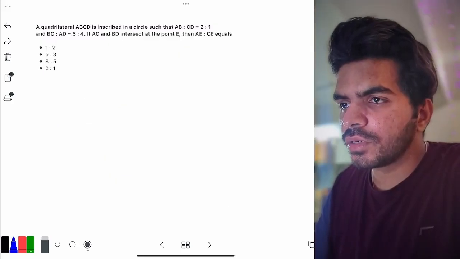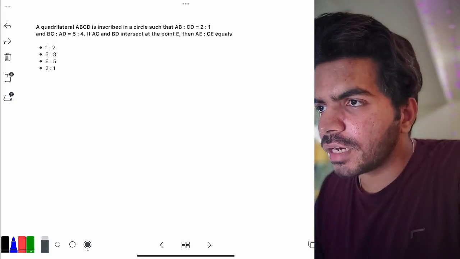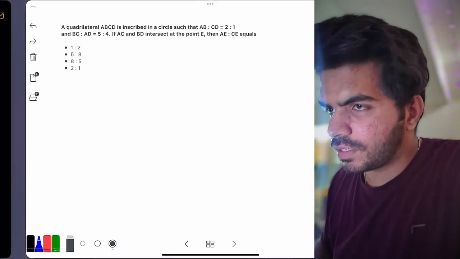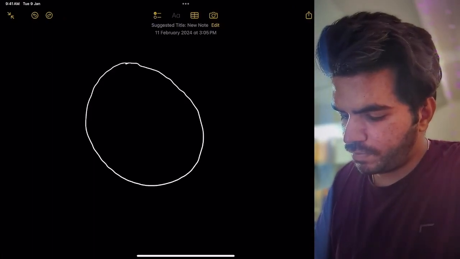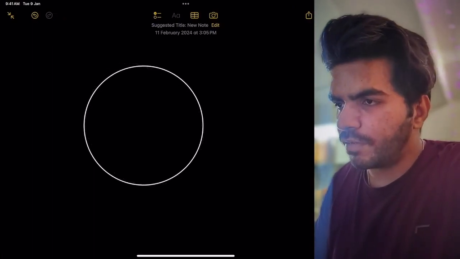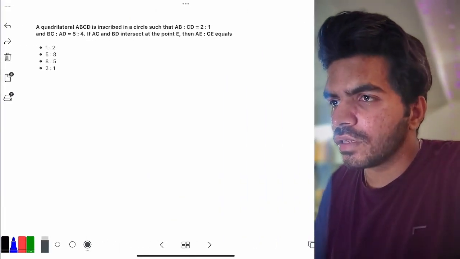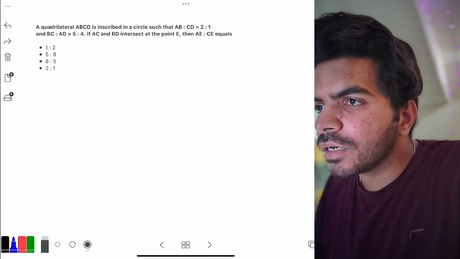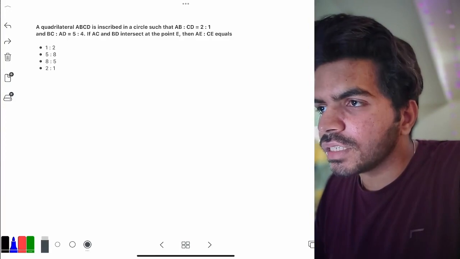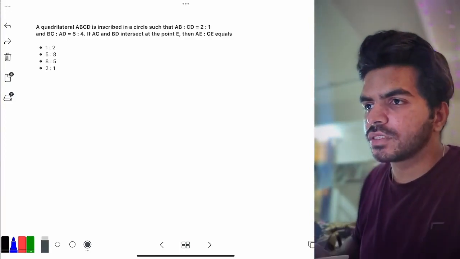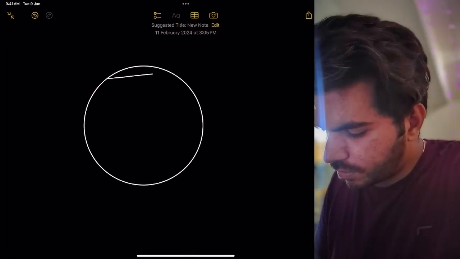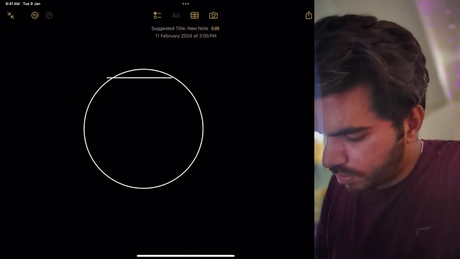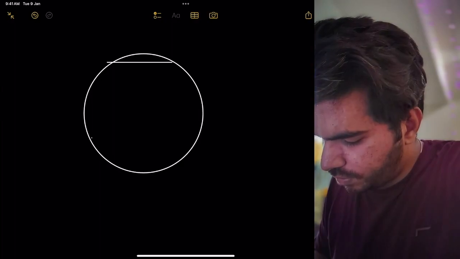Now coming to this question, a quadrilateral ABCD is inscribed in a circle. So firstly, we'll make a circle. So we have a circle now. The next point says that AB to CD, that means opposite sides, are in the ratio of 2:1. Let's make it approximately like that only.